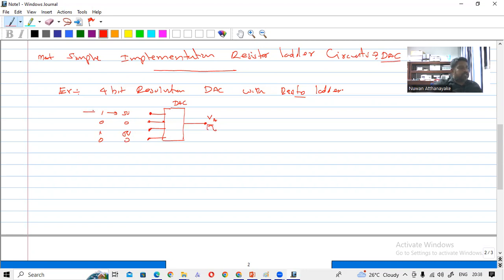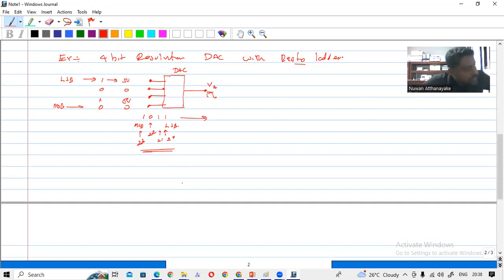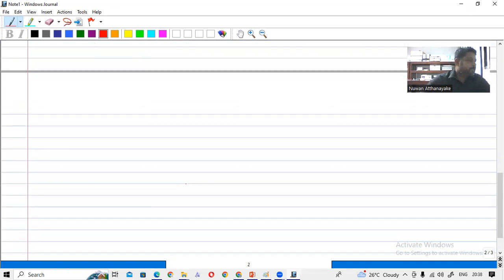There should be a least significant bit, LSB, and a most significant bit. For example, if you want to convert this bit stream to analog voltage, this will be your least significant bit and this will be your most significant bit. Already you know that this has 2^0 weight, this has 2^1, this has 2^2, and this has 2^3. We will see how to implement this with the resistive ladder.